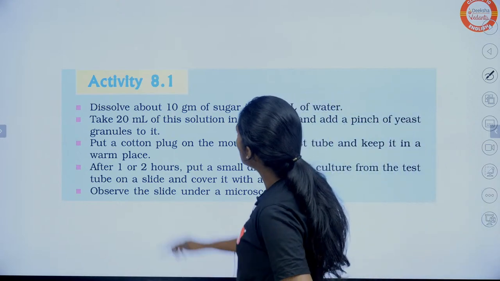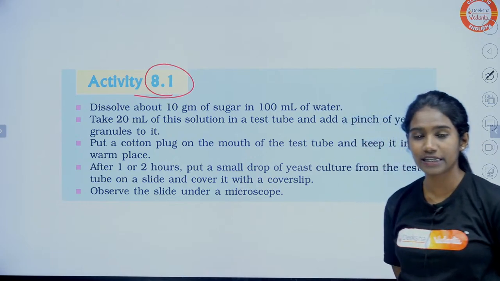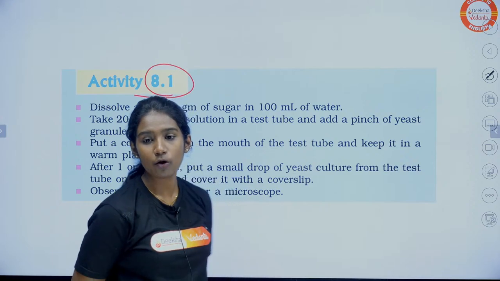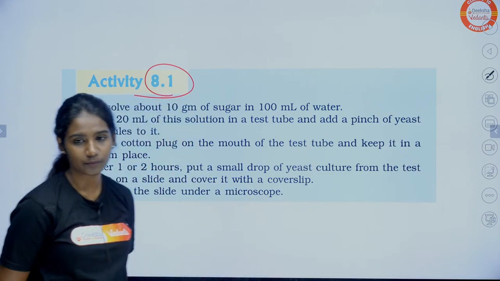Okay, so it says activity 8.1. We are moving on to the next chapter, that is how do organisms reproduce. From that chapter, now let's solve the activities.